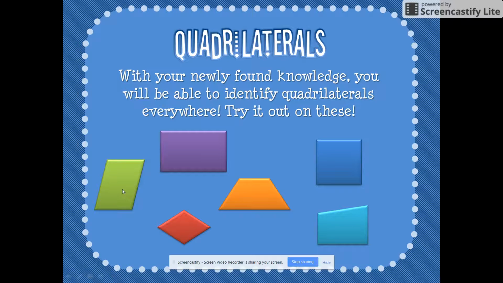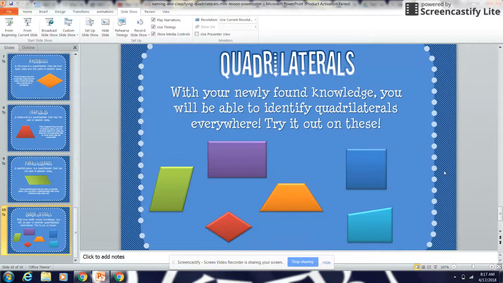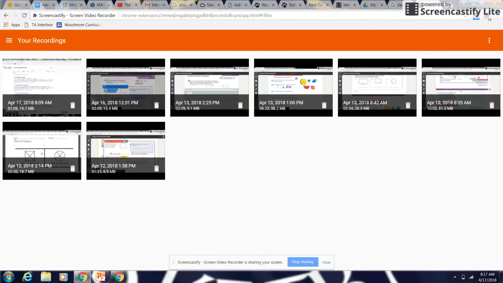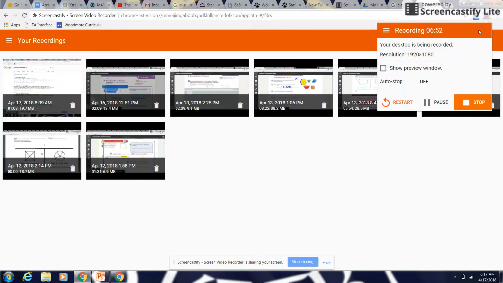So here we have a parallelogram, a rectangle, a rhombus, a trapezoid, a square, and this one is a trapezoid. It has a left and the right, which are parallel. Hopefully that helped you understand some of the attributes of quadrilaterals. I'm going to go ahead and end this before I run out of time.